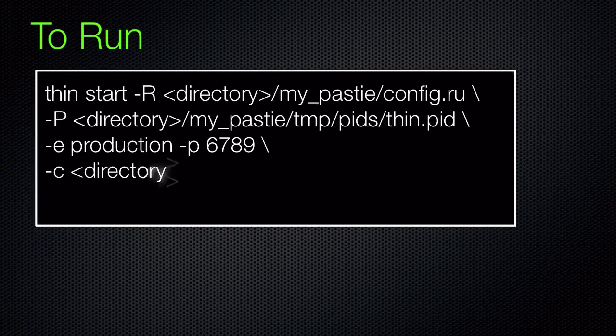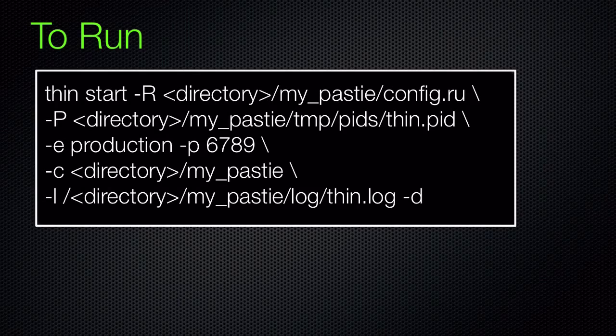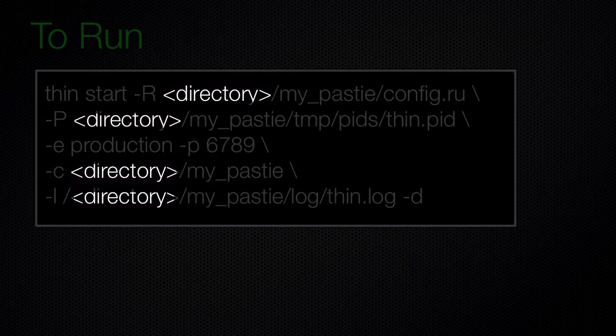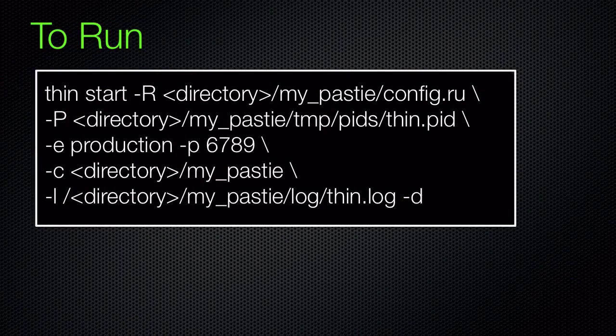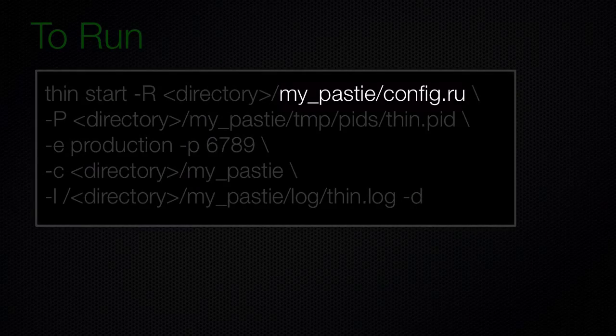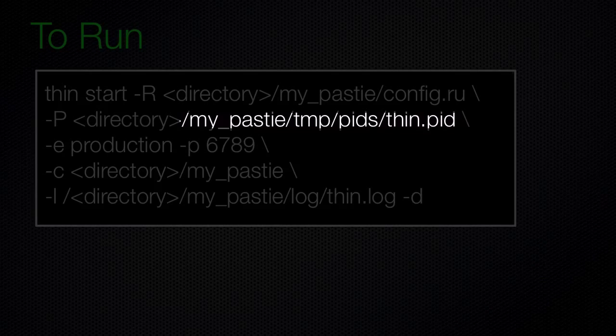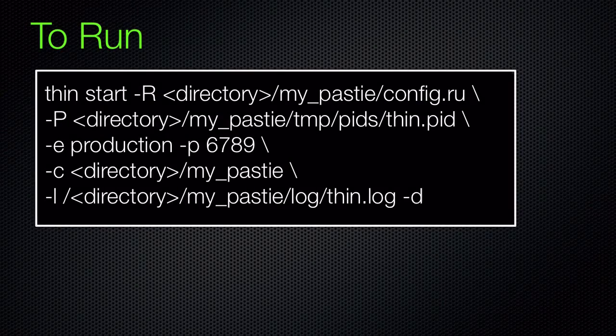In order to run this application, the only thing that you have to do is issue a thin command. Obviously you need to start, and the directory specified here is the parent directory of your application. The first thing that you need to specify is the rackup configuration file, and the next one is a pid, and of course the environment. I'm actually running in production with port 6789, and the directory where the application is. And the last thing that you need is to specify where the log files are, and then the minus d switch basically runs it as a daemon.